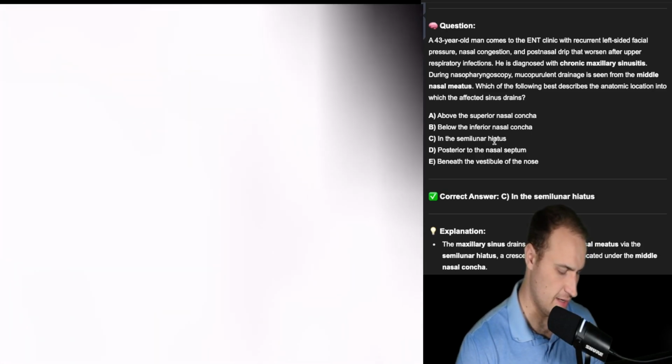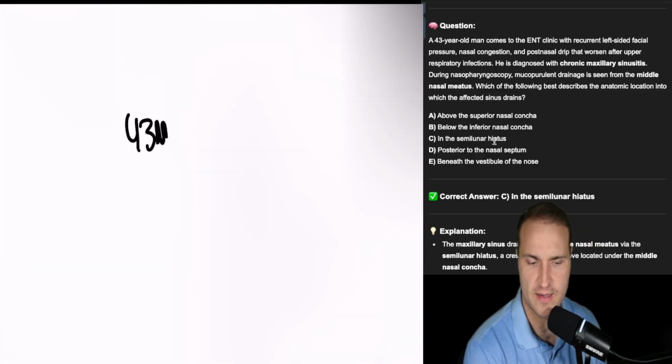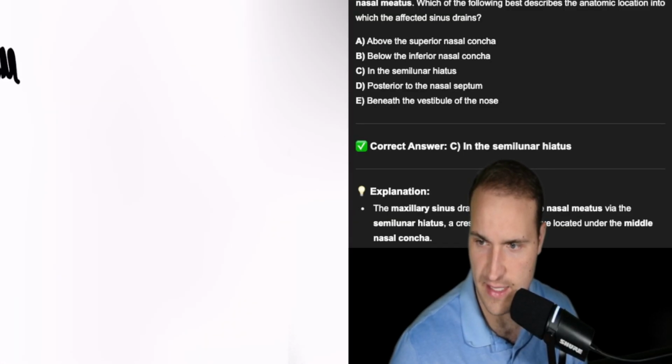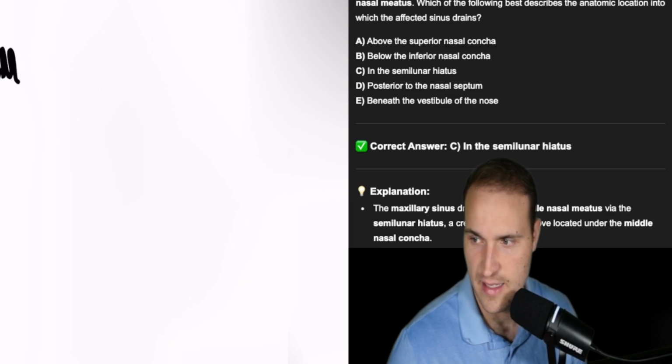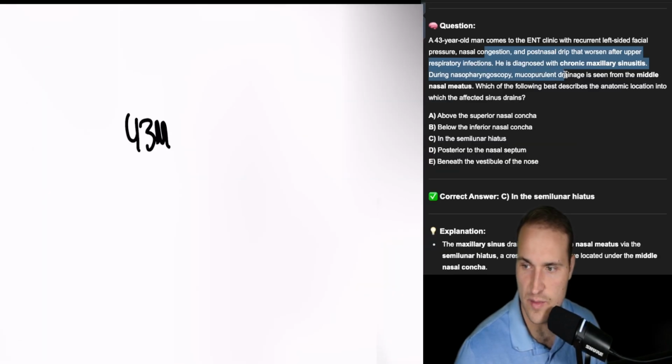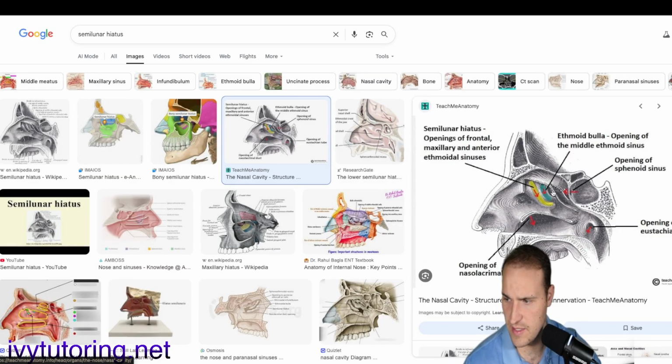All right, so 179. We have a 43-year-old man in the ENT clinic with recurrent left-sided facial pressure, nasal congestion, and postnasal drip that worsens after upper respiratory infections. He's diagnosed with chronic maxillary sinusitis. During nasopharyngoscopy, mucopurulent drainage is seen from the middle nasal meatus. Which of the following best describes the anatomic location into which the affected sinus drains? All right, so here's our semilunar hiatus.